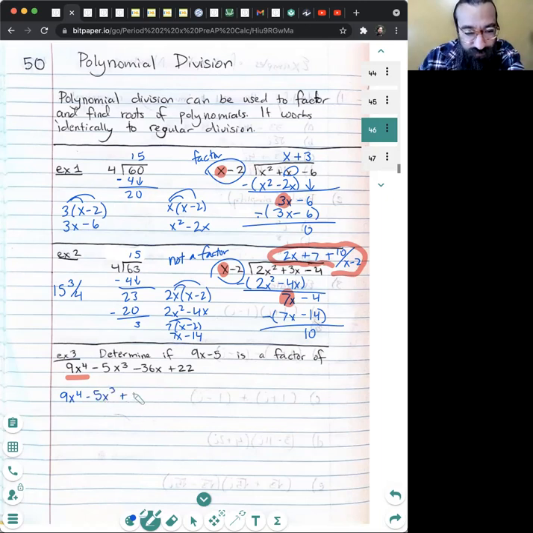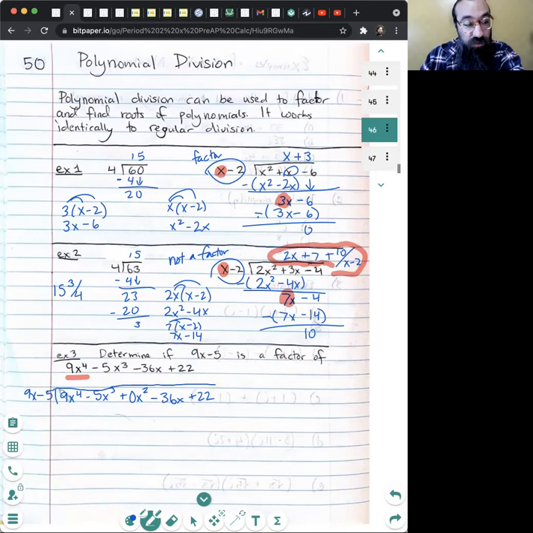Okay, but we need a placeholder for that, right? So that's just nothing, but we need a placeholder. It's going to be very important. So we're going to put that in there. And anytime there's something missing, whether it's this number, whether it's any terms in between, we're going to need a placeholder for that stuff. Minus 36x plus 22. And then we write a 9x minus 5 here.